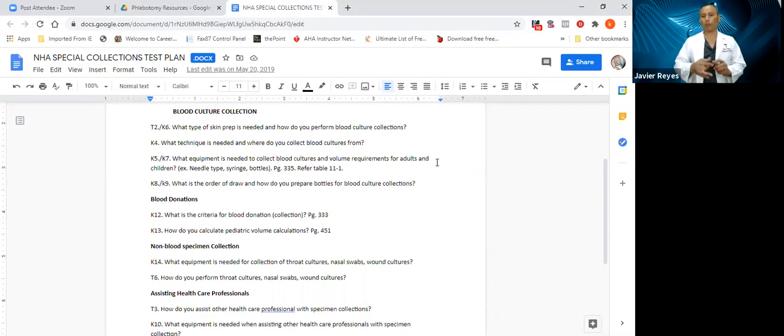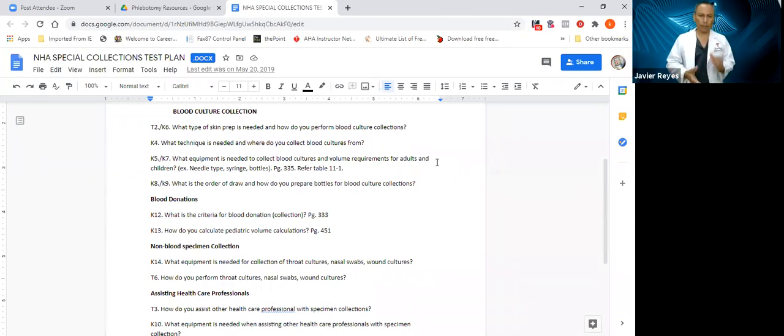You use a discard tube to fill the tubing, the empty space with blood, and then drop it into the collection bottles. You can use a syringe method. You can fill any of the tubes in any order. Okay, it doesn't matter. What equipment is needed to collect blood cultures and volume requirements for adults?